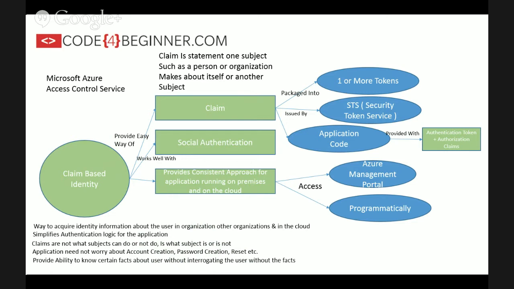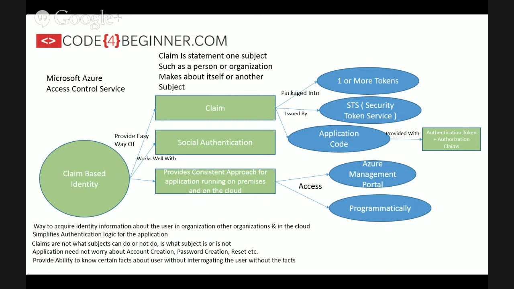And it simplifies the authentication logic for the applications. Claims are not what a subject can do or not do, but what the subject is. So basically, it does not tell what the subject can do or not, it tells what the subject is. A claim about myself gives me identity like my first name, last name, email. In claim-based authentication, you provide all this information like first name, last name, email, age, etc. to an application, and it is up to the application to figure out whether I am allowed in or not.